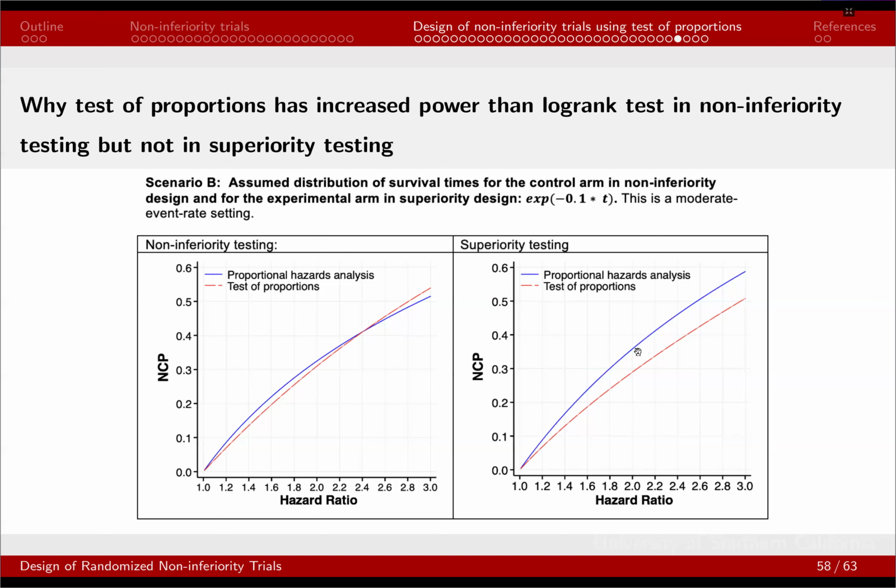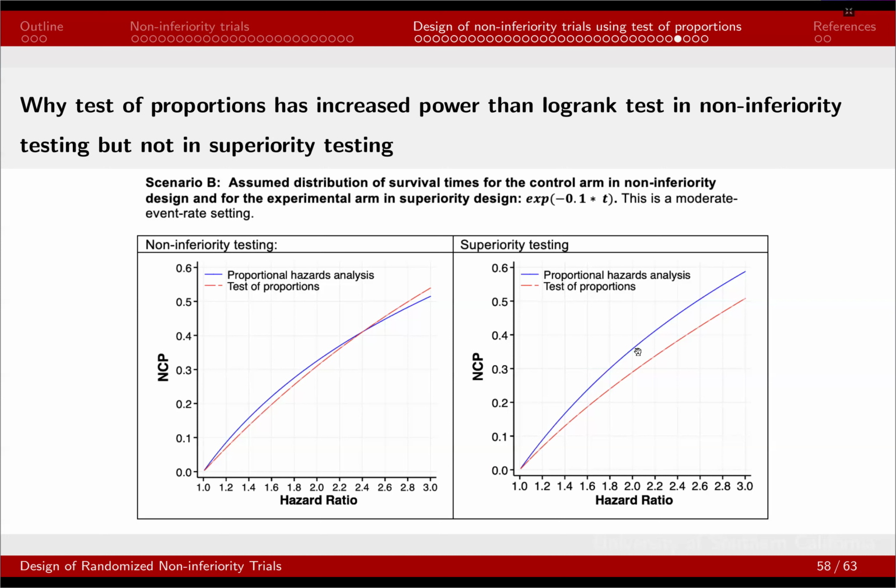So what we thought was, if the curves separate in the beginning but then gradually come together, that would be a violation of proportional hazards. In that case, the logrank test loses some power but can still probably capture the early separation. And the test of proportions will definitely lose the opportunity of capturing the difference in the two curves.